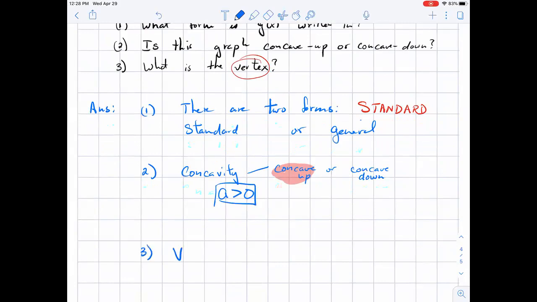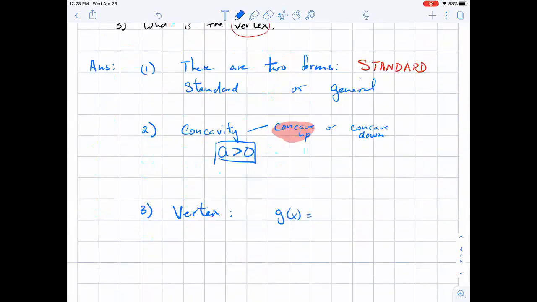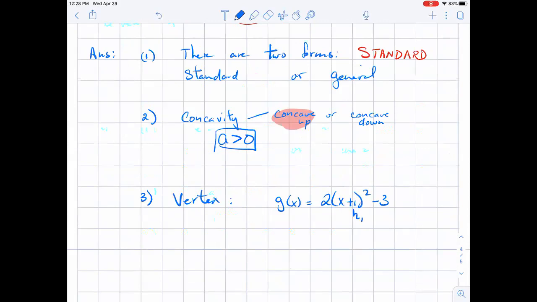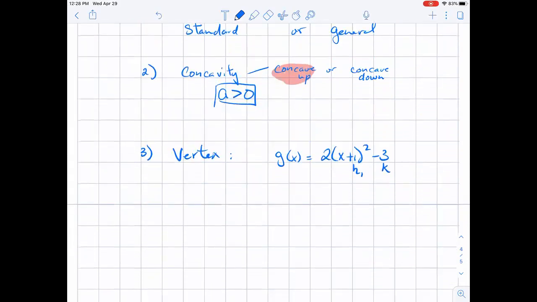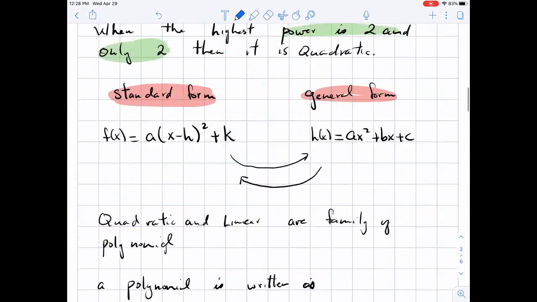The third question, the vertex. The vertex of this function, g of x equals 2 parentheses x plus 1 quantity squared minus 3. h comma k is the vertex. So the vertex will be negative 1, negative 3. Why is that? Because in this standard form, h comma k is the vertex. So when something is written in standard form, identifying the vertex is very easy. Please note it's not minus h, it's just h.